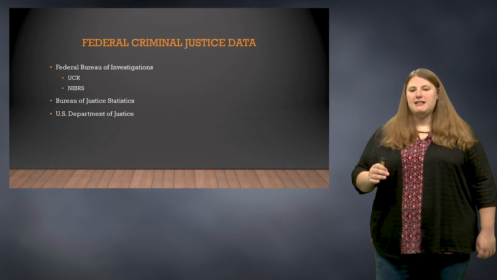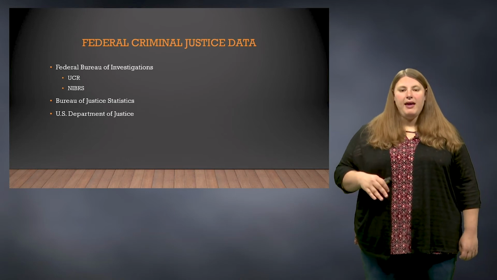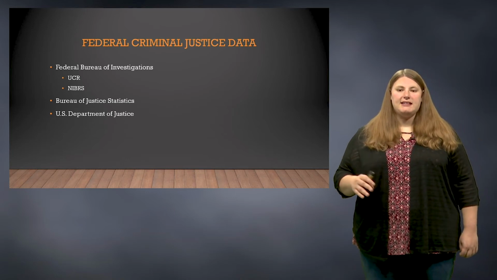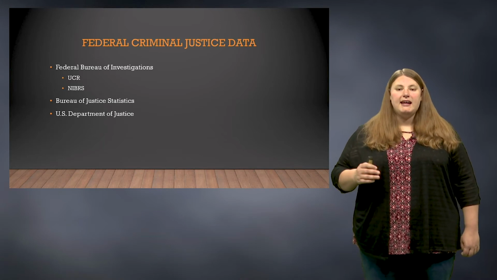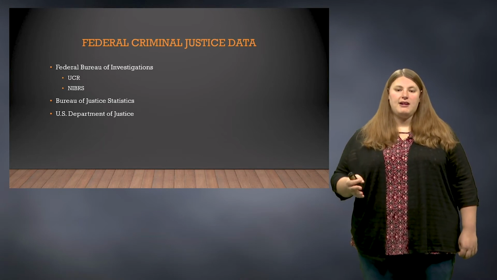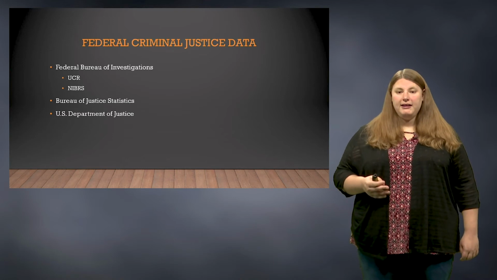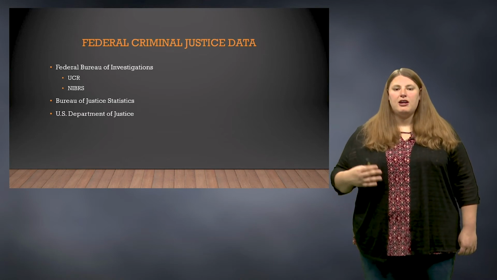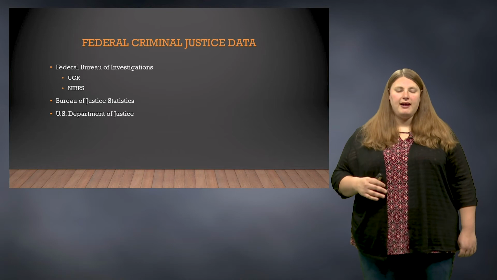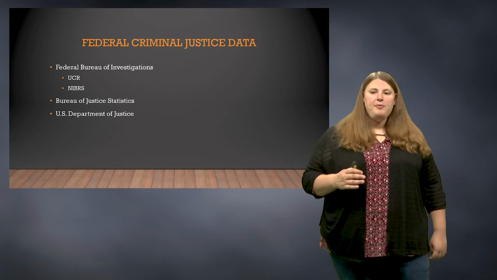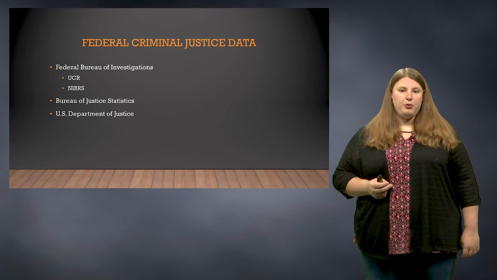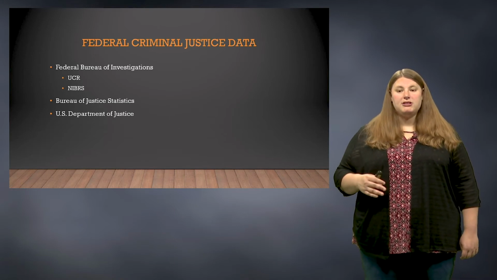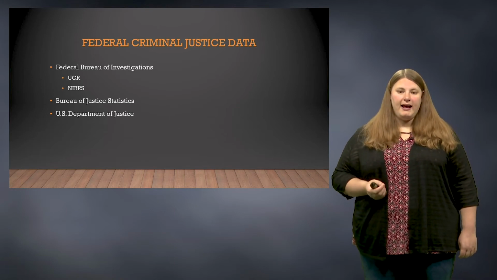For criminal justice topics specifically, the FBI, the Bureau of Justice Statistics, and the Department of Justice all host public use data sets that contain information on a variety of topics, including prison populations, criminal sentences, community corrections, police arrests, and more. The FBI oversees the Uniform Crime Report and the National Incident-Based Reporting System, both of which are commonly used data sets for crime analysis.